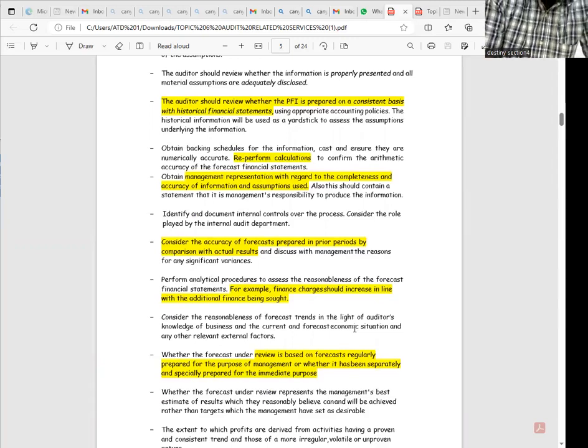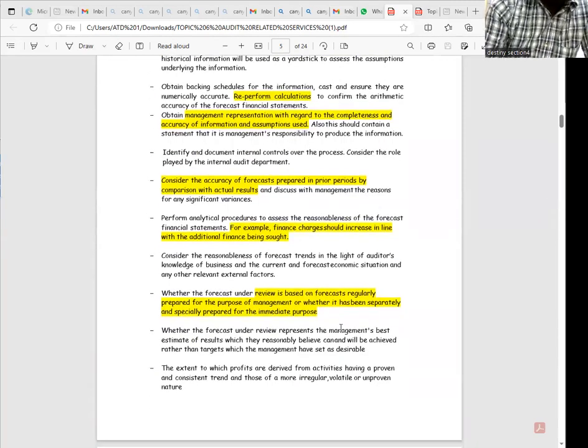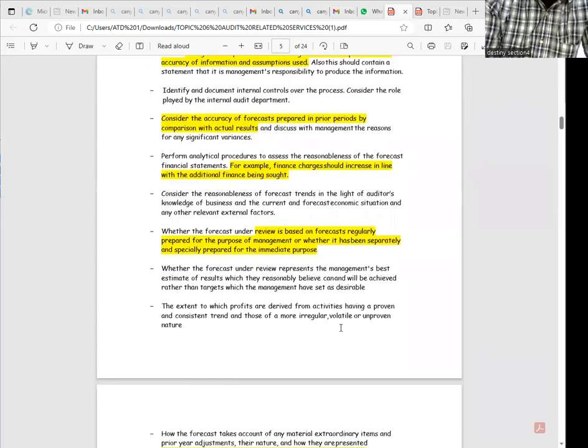Next, consider the accuracy of forecasts prepared in prior periods by comparison with the actual results, and discuss with management the reasons for any significant variances. Next, perform analytical procedures to assess the reasonableness of the forecast financial statements. For example, finance charges should increase in line with additional finance being sought. Next, consider the reasonableness of the forecast trends in the light of the auditor's knowledge of the business and the current and forecast economic situation and any other relevant external factors.